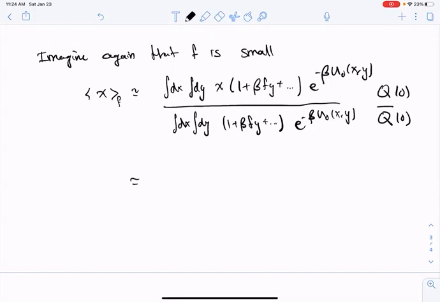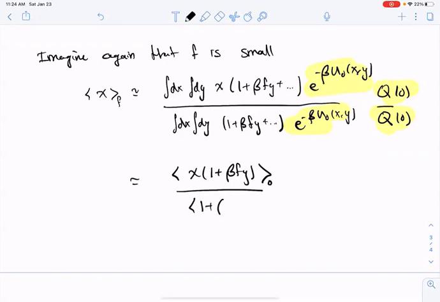That gives me a ratio of expectation values, again, because we have this and this being the averaging operation for the numerator, and this and that being the averaging operation in the denominator. So I have a ratio: x times 1 plus beta f y, averaged in the reference ensemble. But I have another expectation value down below, which is 1 plus beta f y, all to first order in f.